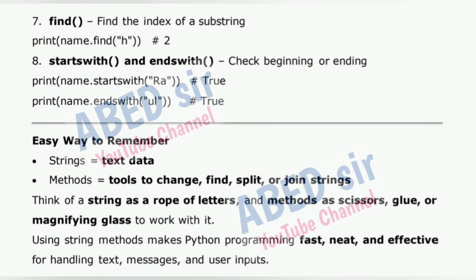Easy way to remember. Strings are text data. Methods are tools to change, find, split, or join strings. Think of a string as a rope of letters and methods as scissors, glue, or a magnifying glass to work with it. Using string methods makes Python programming fast, neat, and effective for handling text, messages, and user inputs.